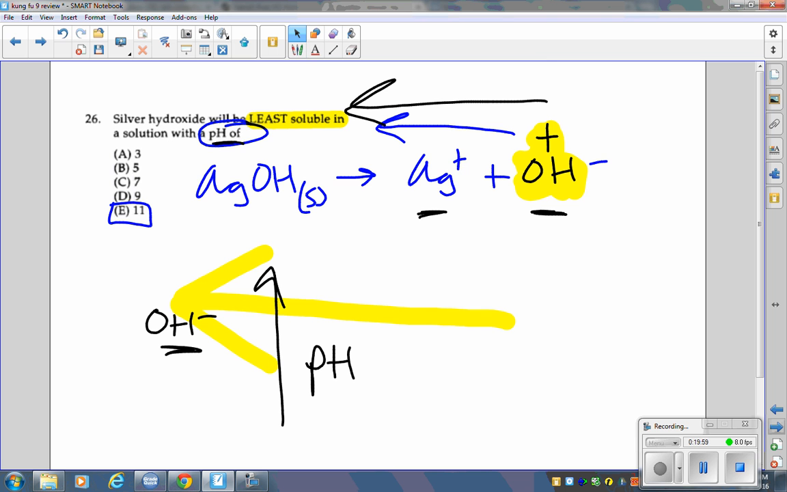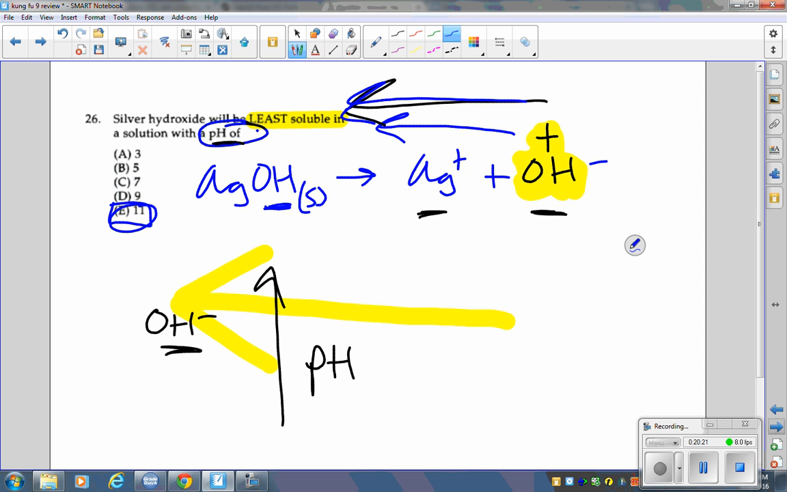Only when you have compounds that have OH minus does pH affect solubility. So with this compound, the pH will drive it. The higher pH gives you more OH minus, and you're going to drive it back in this direction, reducing the solubility. Because they're asking you, when is it the least soluble? So that's basically what it's referring to.